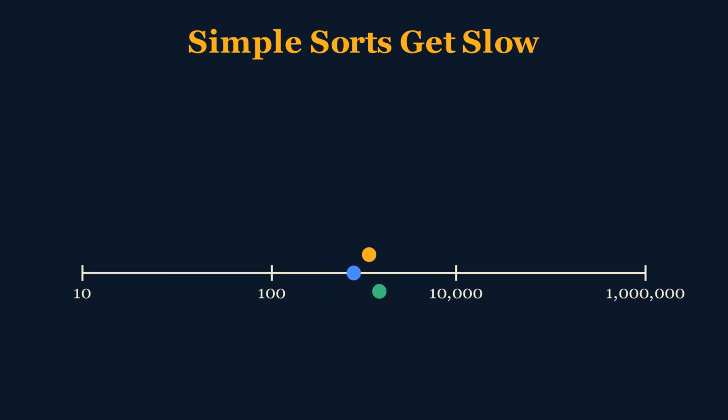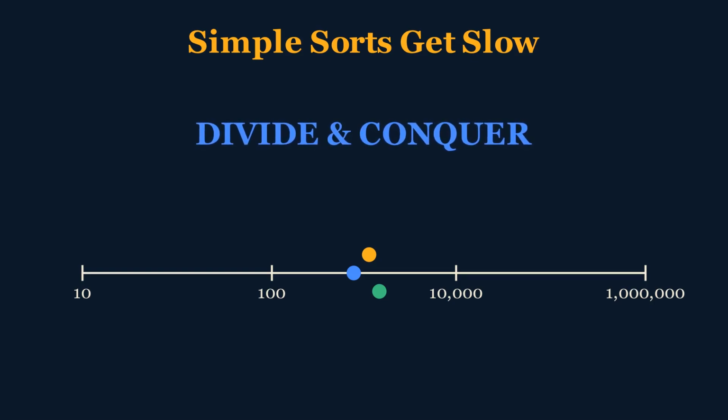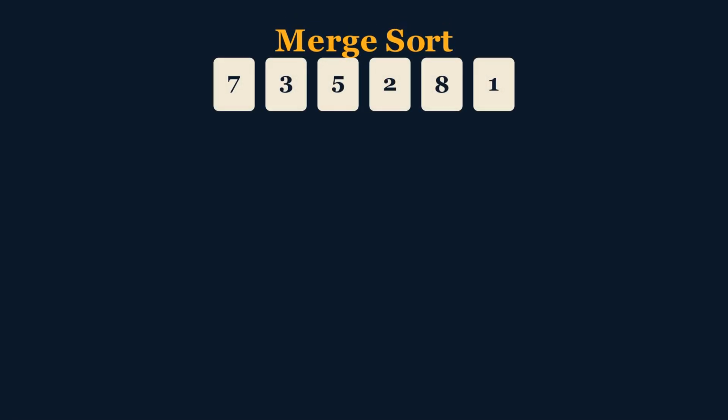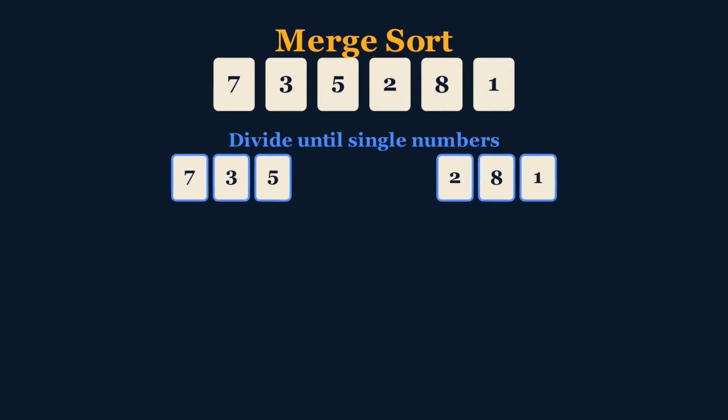To sort big data, we need a smarter idea. Instead of fixing the whole mess at once, what if we broke it into smaller pieces? Meet merge sort, our first smart algorithm. Its philosophy? Don't sort the whole thing at once. Break it down. We split the array in half, 7, 3, 5, and 2, 8, 1.